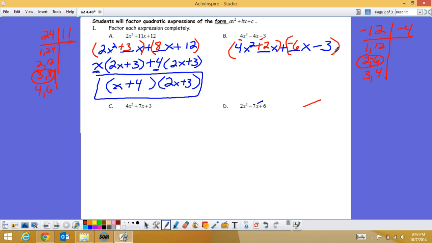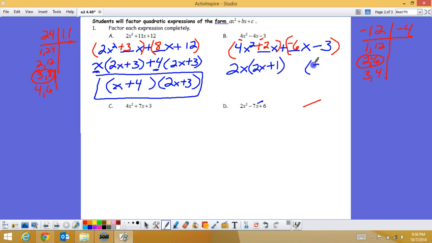So our first job now with the distributive property is we're going to ask ourselves, what can we take out of this first set of parentheses? Well, 2 goes into both 2 and 4, and we can also take out an x. So when we do that, what do we multiply 2x by to get 4x squared? 2x. What do we multiply 2x by to get 2x? 1. And that also helps us remember that 1 that always needs to go there.